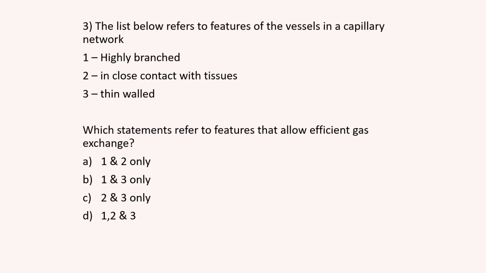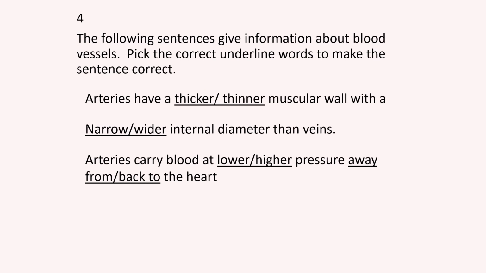So the answer would be D. So the vessels are highly branched, they are in close contact with tissues, and they are thin-walled. So they need to be efficient at gas exchange. So you need to remember thin walls, highly branched, usually a large surface area, and in close contact with tissues. So question 4 says the following sentences give information about blood vessels.